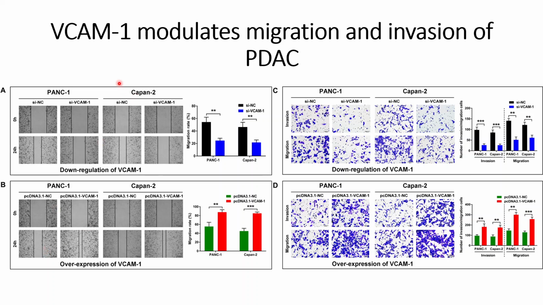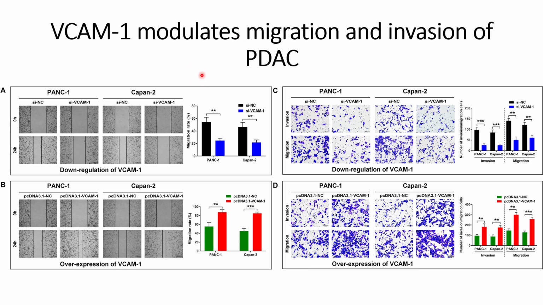We will continue our discussion about the effect of VCAM on the pancreatic cancer cells. In the previous video, we discussed the VCAM effect on the proliferation of PDAC, that is, how these pancreatic cancer cells behave when VCAM is upregulated or downregulated. In this video, we will discuss the effect on migration and invasion.